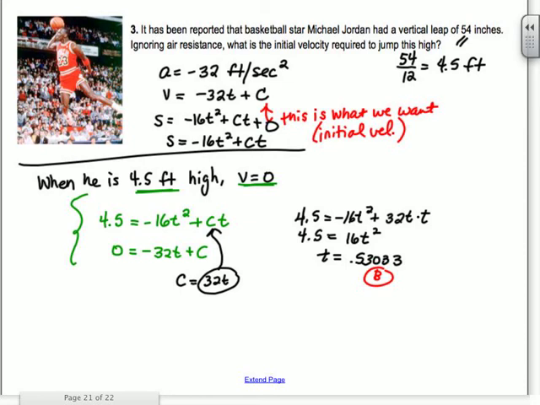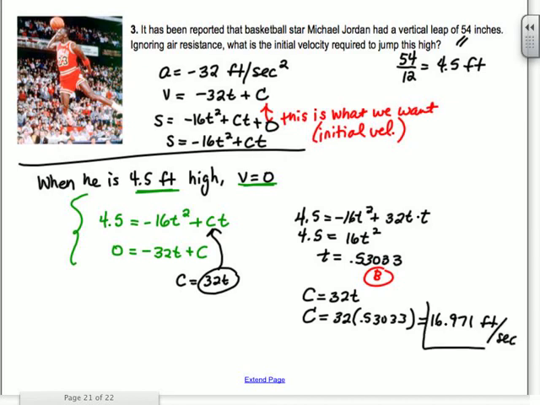All right, now if we want to find c, well c is just 32 times t. So c is going to be 32 times 0.53033, whatever we had in our calculator. So 32 times b. Yep, 16.971. And c was a velocity, right? So it's feet per second. Good. Pretty fast.